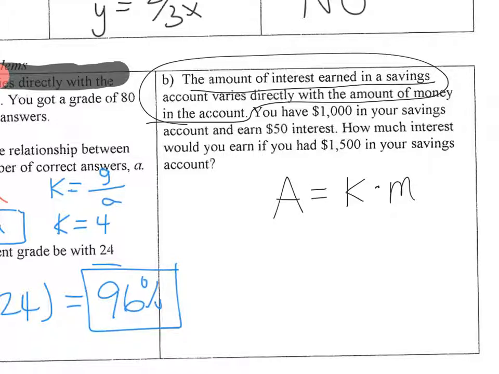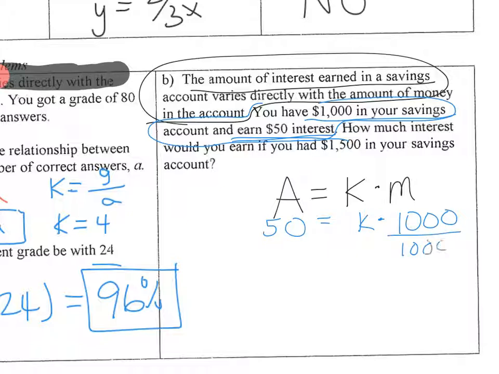Then I'm going to use this second part to figure out what K is. You have $1,000 in your savings account and earn 5% interest, or $50 interest. So the amount of money in your savings account is M, and you earn $50 in interest. I can use this to solve for K. So K is equal to 5/100, or 0.05. Now I can write my equation: A equals 0.05 M.